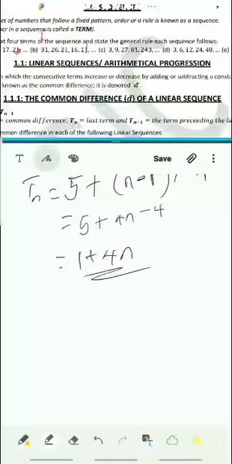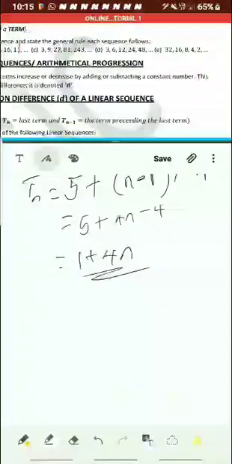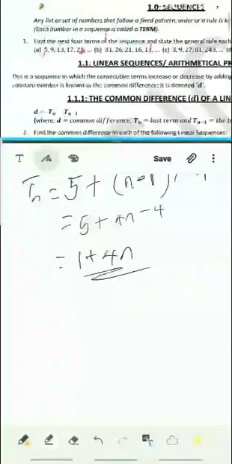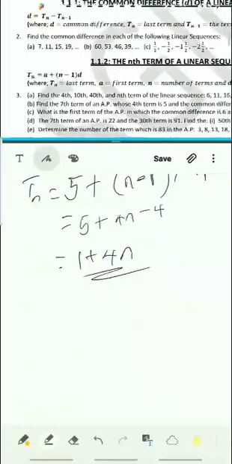But C is increasing, but not by addition or subtraction of a constant number. It is increasing by multiplication. Likewise, D is increasing by multiplication, and E is decreasing by division. So C, D, and E are not linear sequences. Just A and B are linear sequences. All right. Now let's move on.